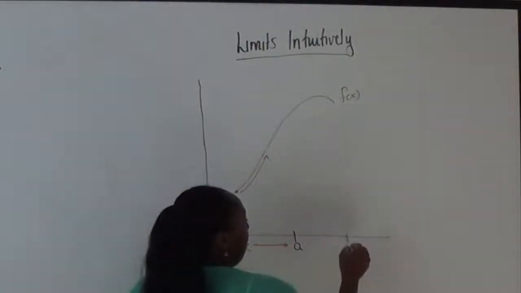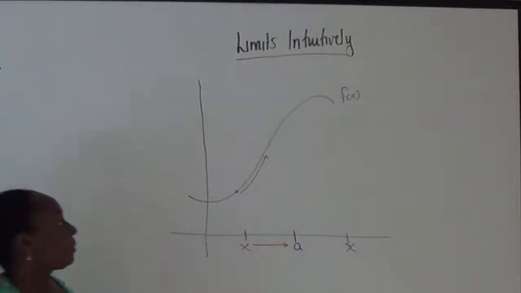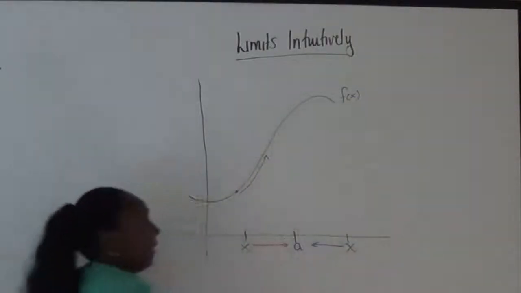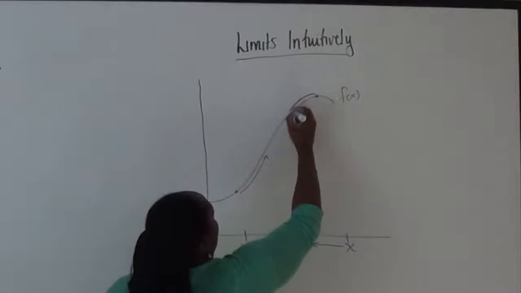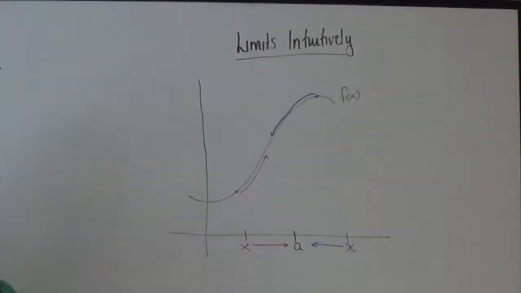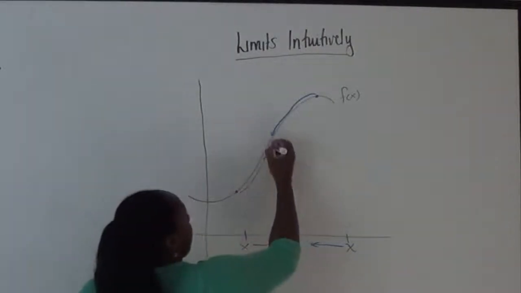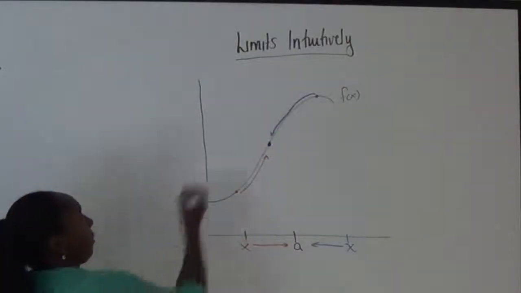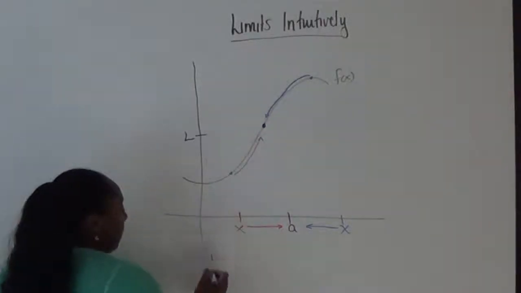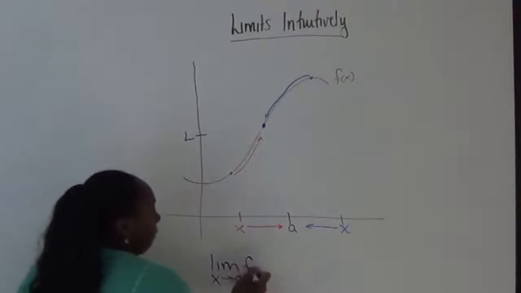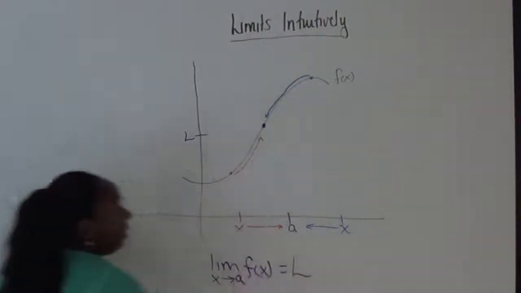Likewise, if I pick an x on the other side of A and look at the values as my x's approach A from this side, we can see that in this picture my function values are going to decrease to some point along the curve. And so once we find that point that both values are approaching, we can call that our limit. And the way we denote this intuitive definition of a limit is that the limit as x approaches A of our function is going to equal L.